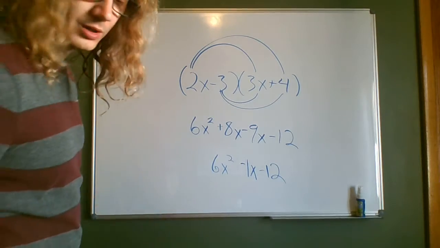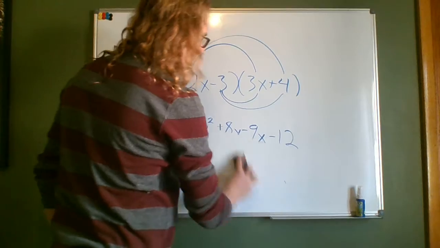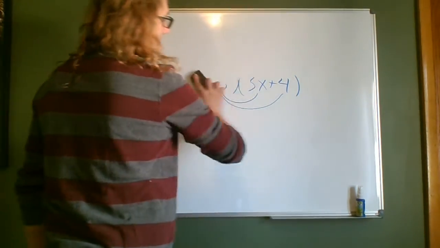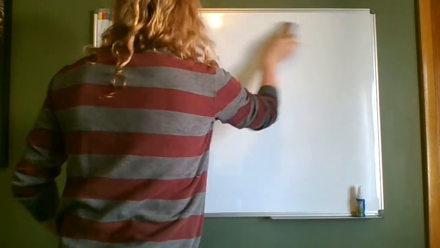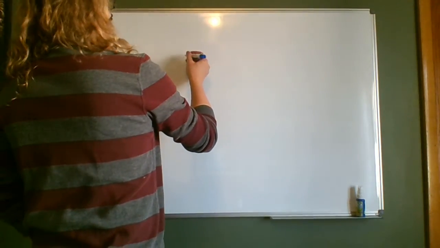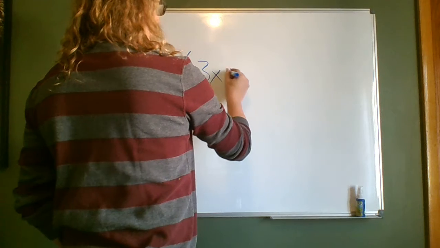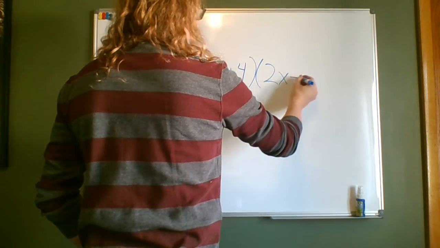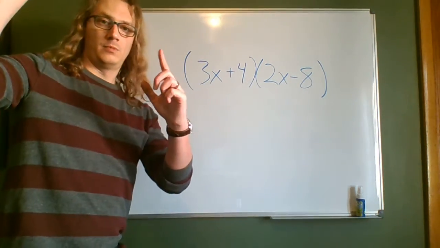Let me give you one to try on your own. Let's go with 3x plus 4 times 2x minus 8. Go.